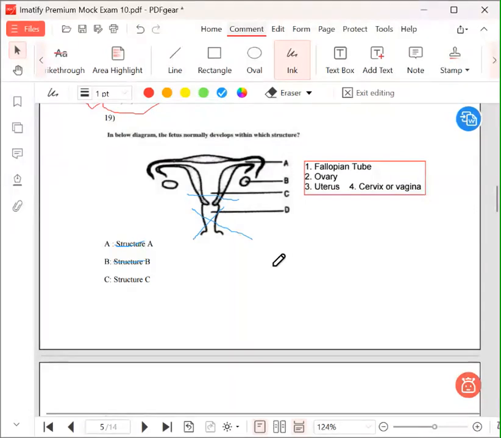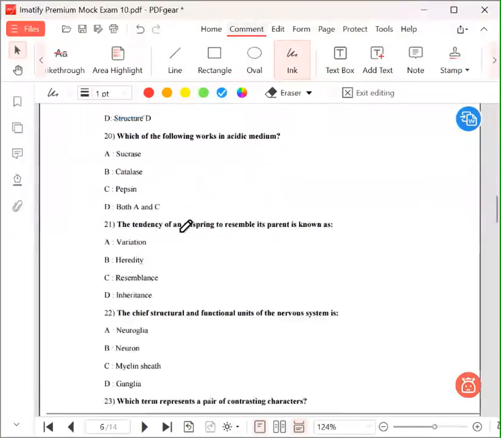And in the 8th week, it is referred to as the embryo. And in the 9th week, it is referred to as the fetus. The 8th week one is embryo, the 9th week one is fetus. So the fetus develops in structure C, the uterus.